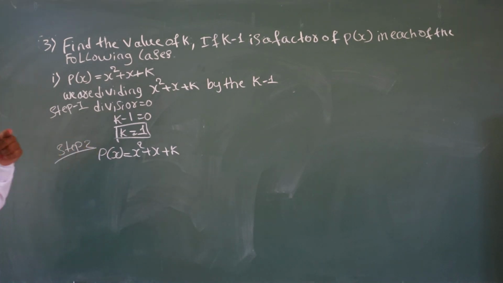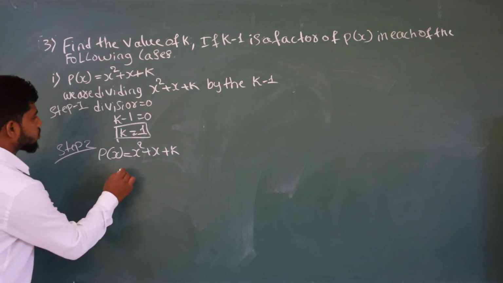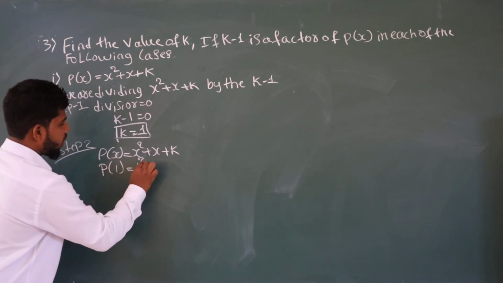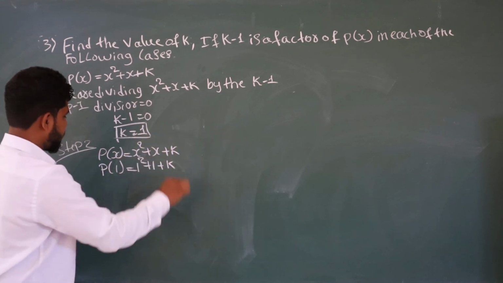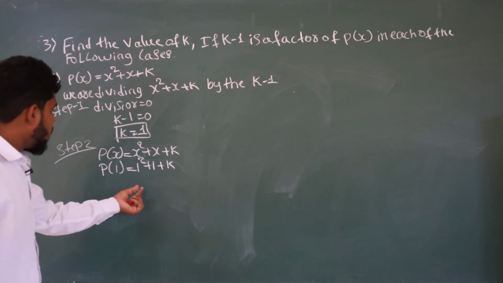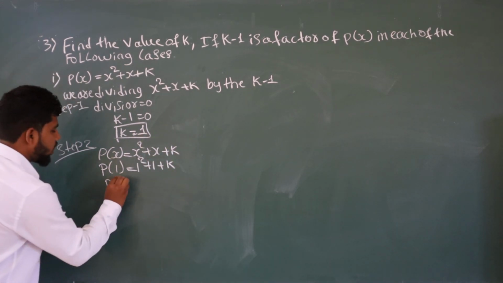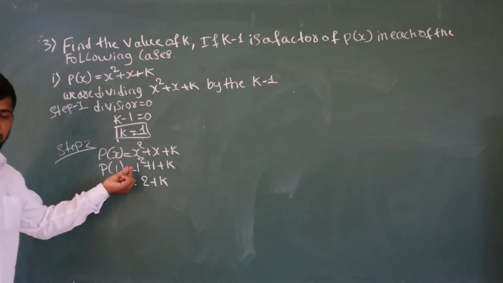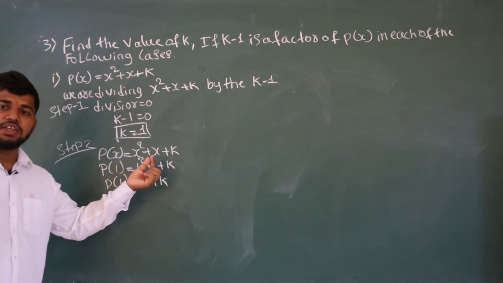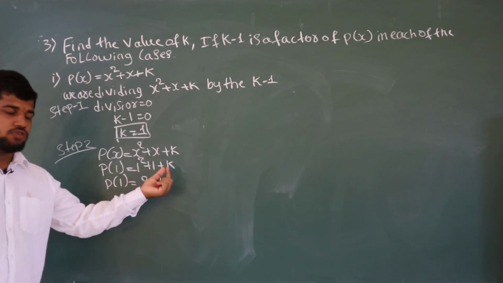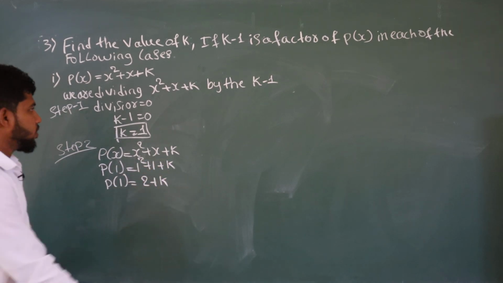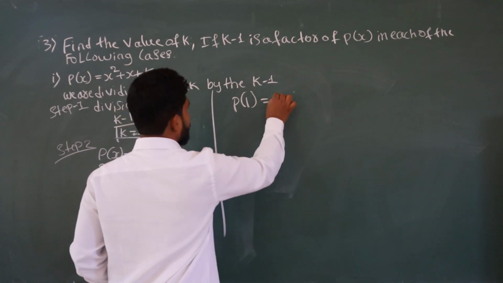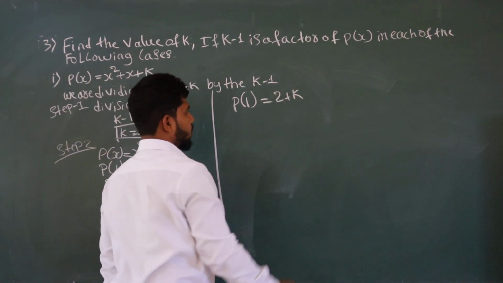Already we know the x value. Now p of 1 is equal to 1 square plus 1 plus k. P of 1 is equal to 2 plus k. Because 1 square is equal to 1, and 1 plus 1 plus k is equal to 2 plus k. Here p of 1 is equal to 2 plus k.